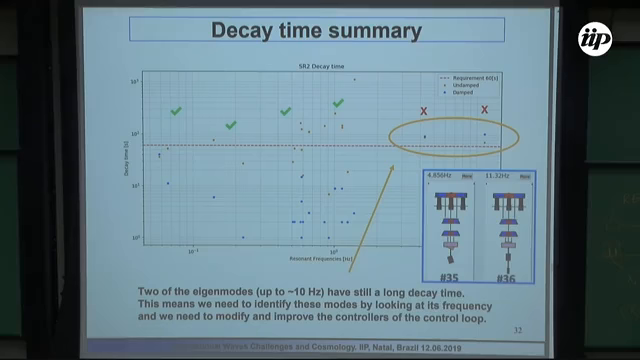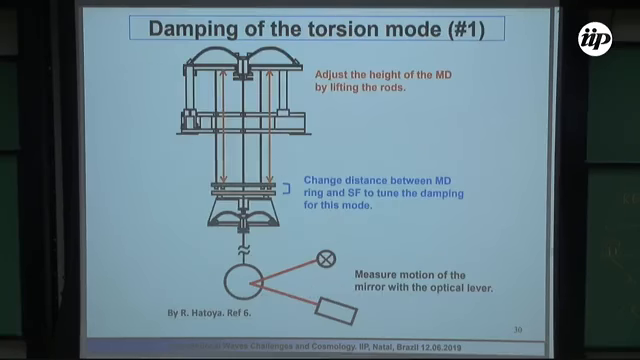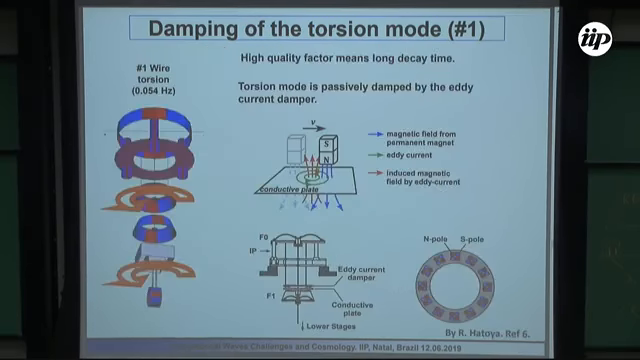You mean, for example, the coil magnet actuators in the suspension here at the last stage? Yeah, basically it's to damp this first wire torsion, as we call it. But it will also damp the pendulum mode.